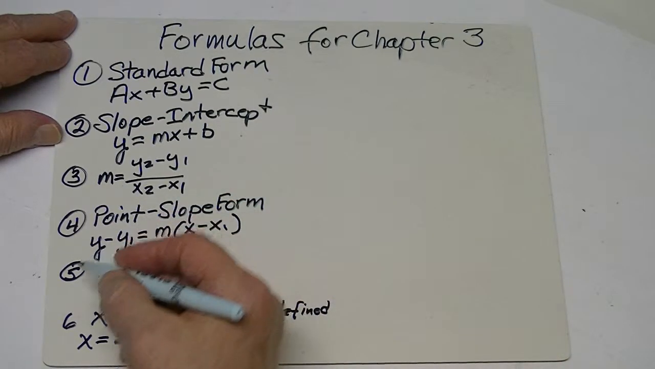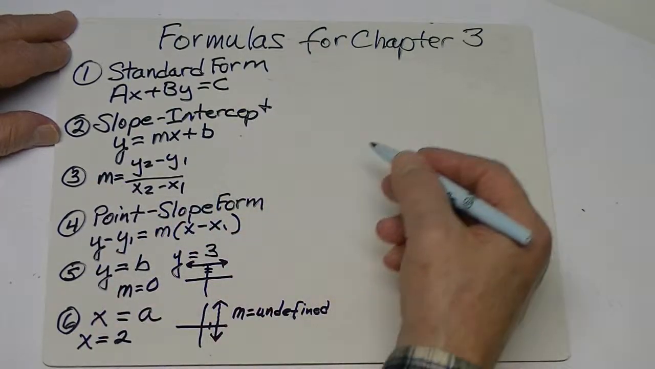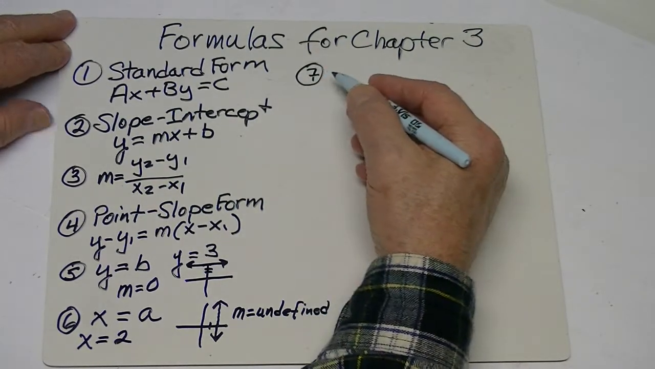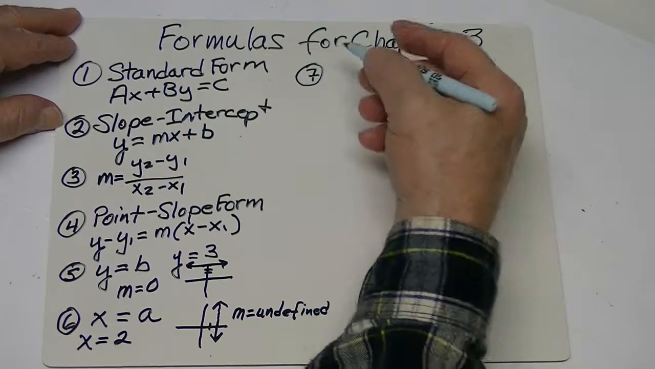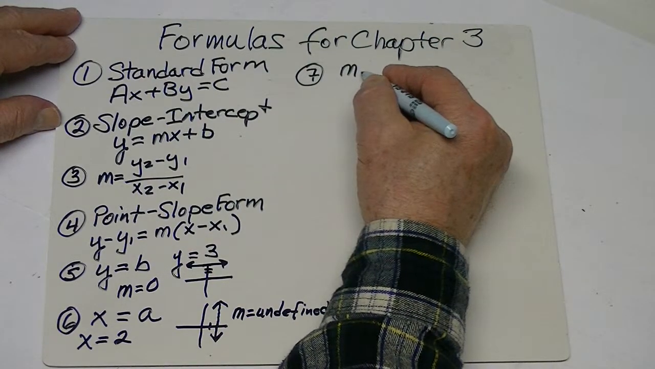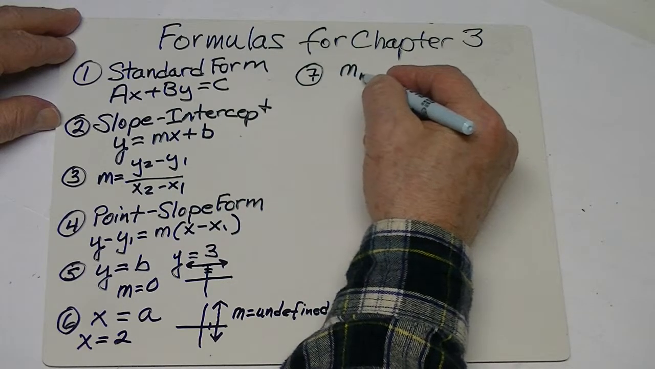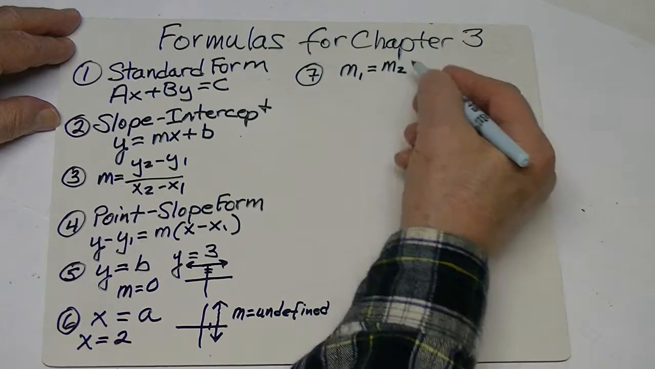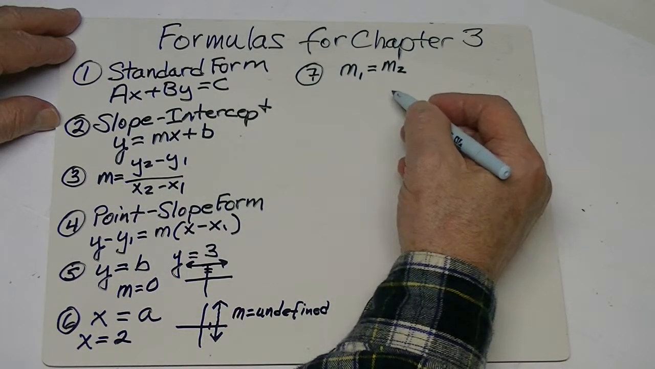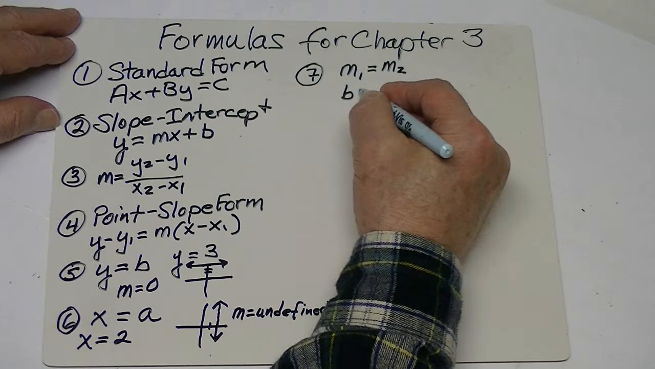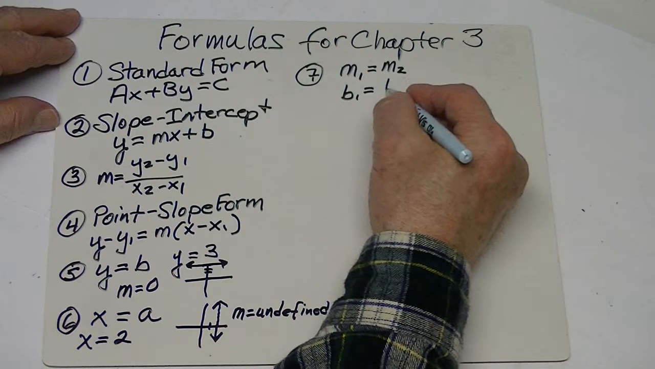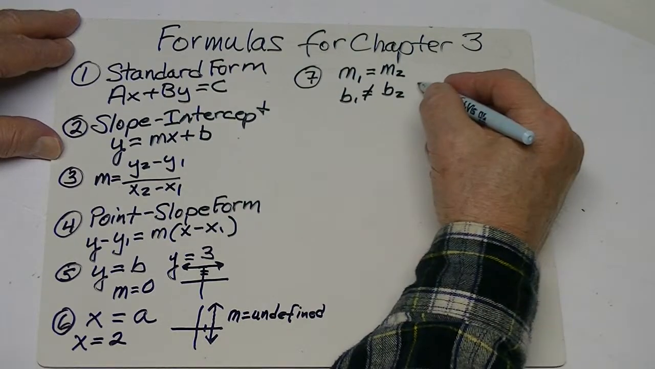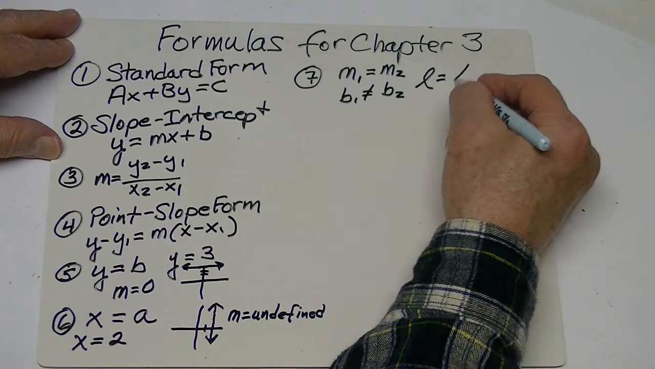Now, some other things that we're naming and giving numbers to is, for instance, 7. Now, it's not so much a formula as a definition. If we have the slope of an equation, that is the first slope, m sub 1, and that equals the slope of a second equation, which we'll call m sub 2, but the y-intercepts do not equal each other, then we say the lines are parallel.